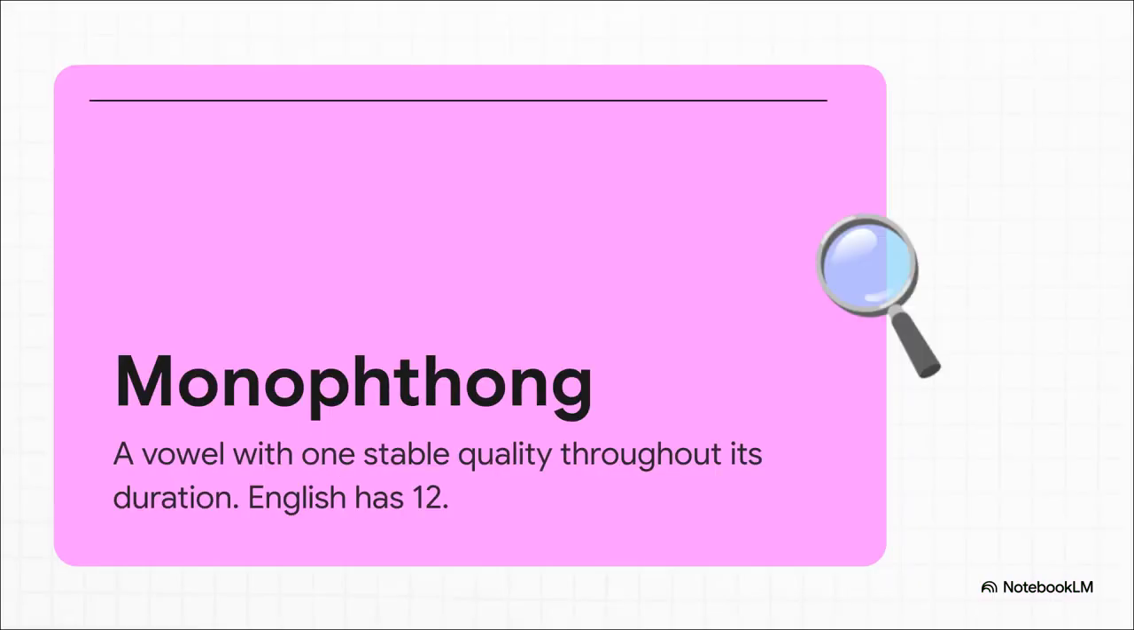Section 3, mono, di, and triphthongs, categorizing vowels. So let's see how this all builds by focusing on how vowels change, or actually how they don't change within a single syllable. First up is the monophthong. This is a vowel with one stable quality throughout its entire duration. You basically start the sound and you hold it without shifting your mouth at all.